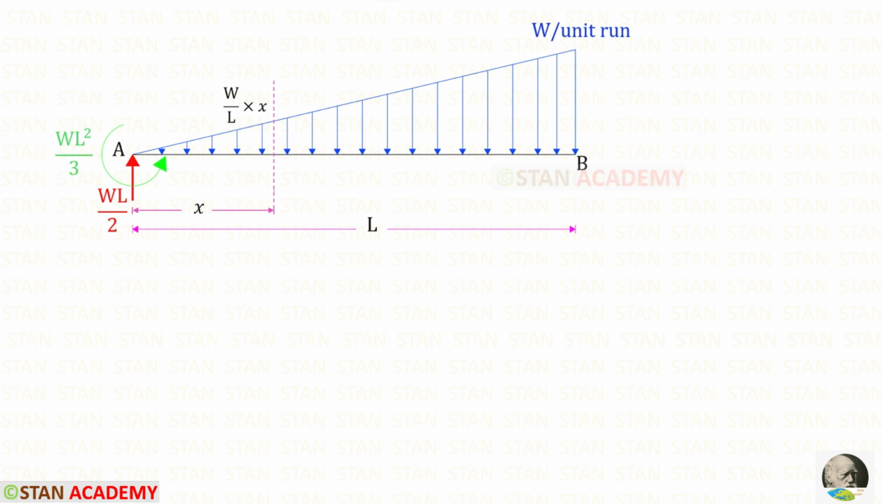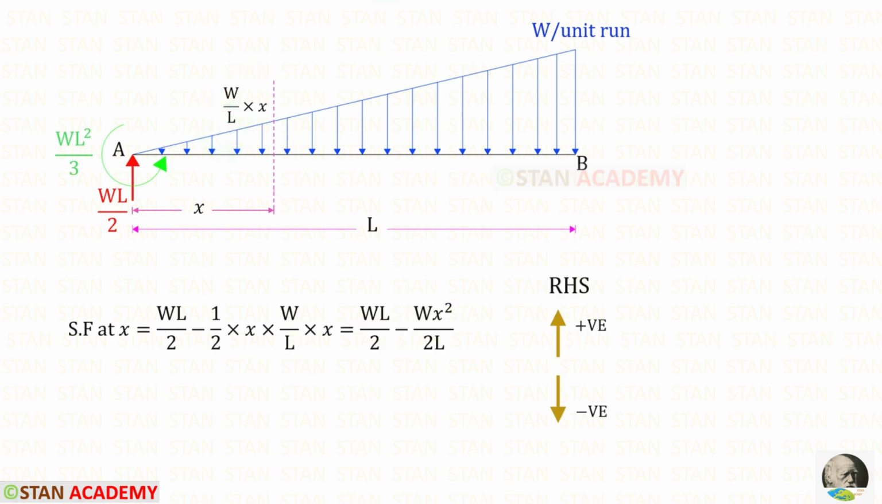Now we are going to find the shear force at a section which is at a distance of x from the point A. We need to find this height. For the distance of L, the height is W. So for L, it is W. But I need the height at the distance of x, so we have to multiply with x. In this way, we get the height as W upon L into x.